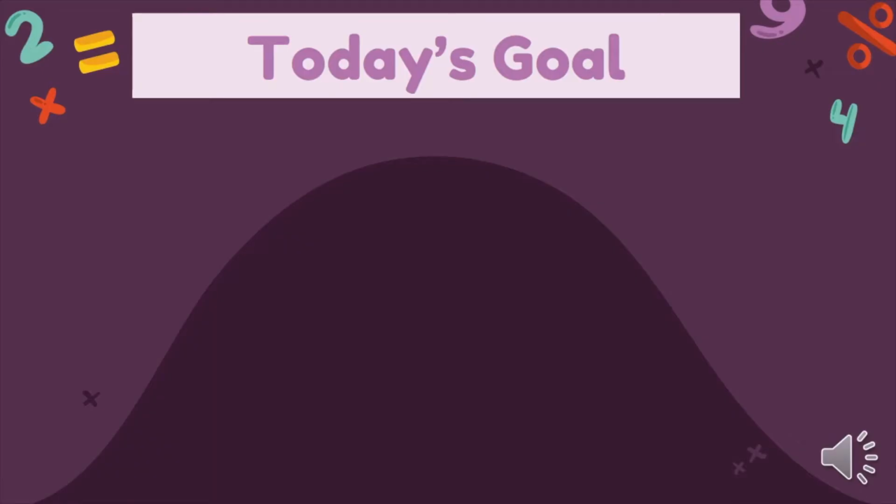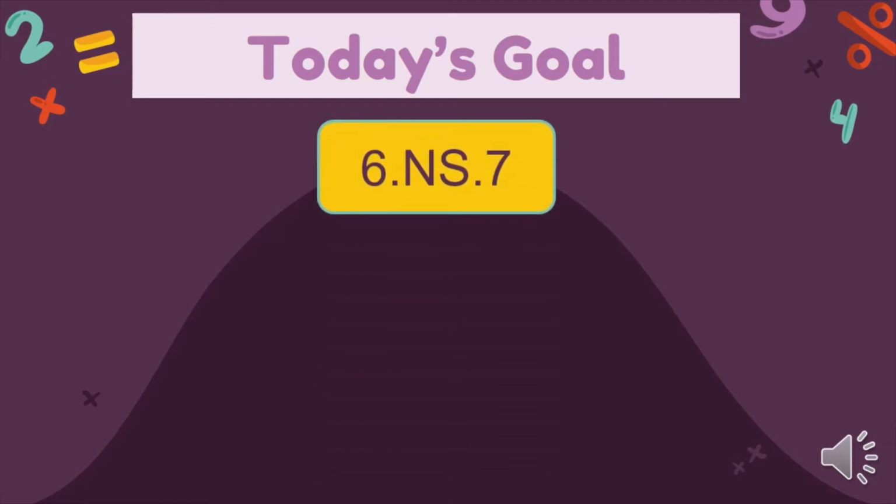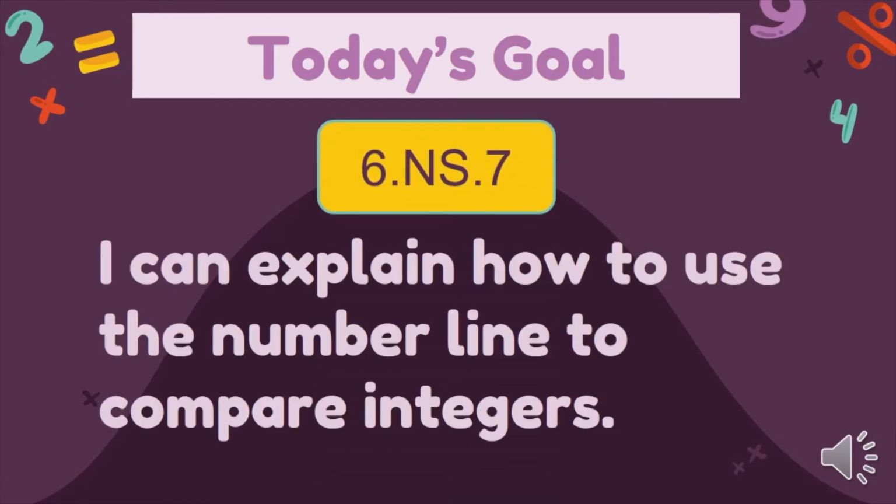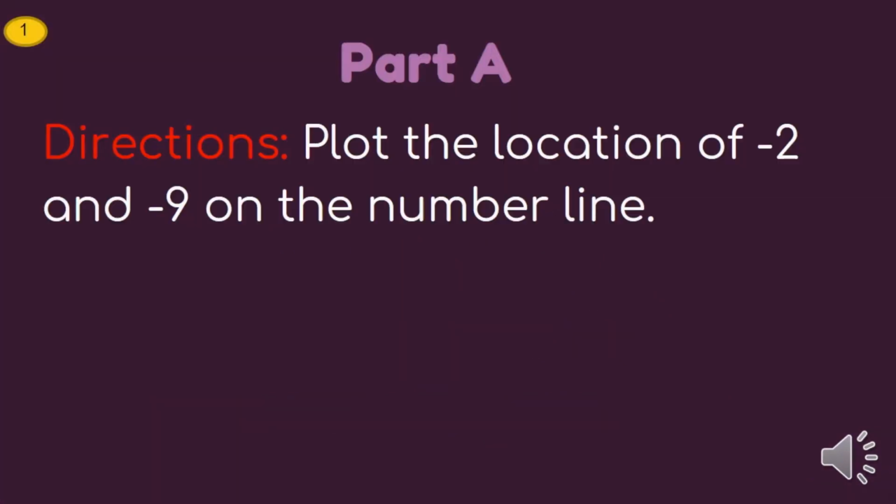Today we will be looking at Standard 6 NS7. Your goal for today is, I can explain how to use the number line to compare integers. Now let's get started. Our problem for today has two parts. Part A reads, plot the location of -2 and -9 on the number line.